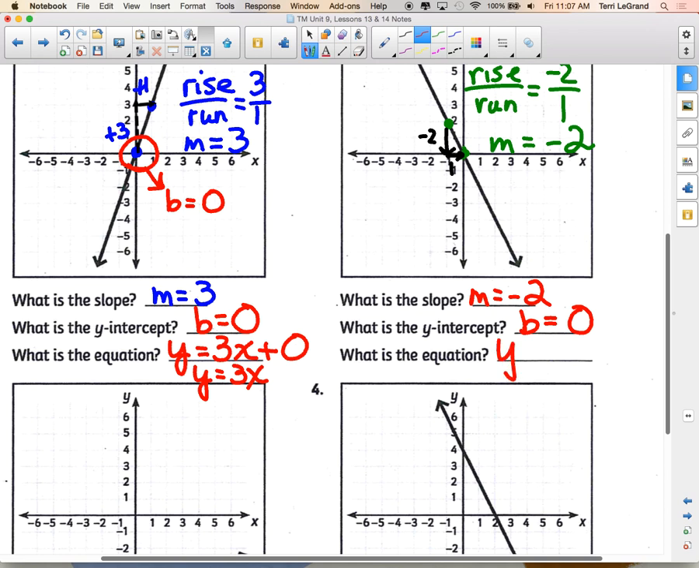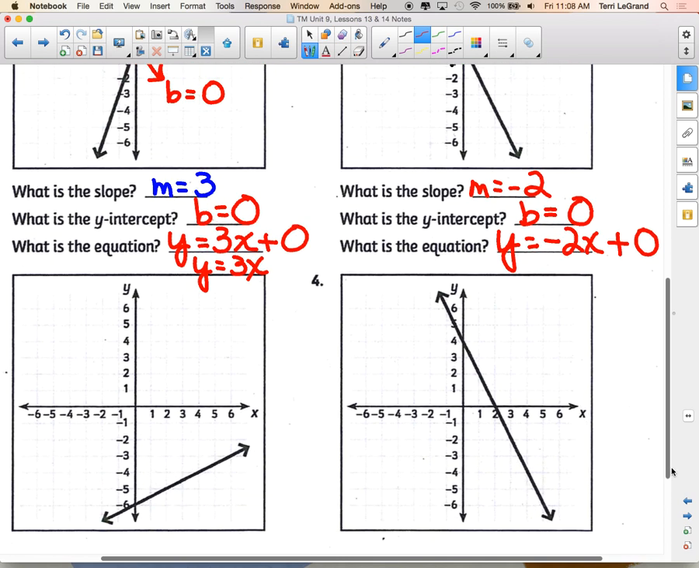What's the equation before it gets cleaned up? y equals -2x plus 0. Okay, agree? What if that answer is not in the answer bank? y equals negative 2x. Okay, y equals negative 2x.